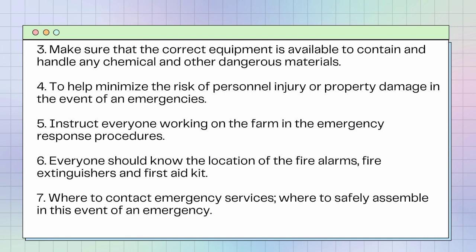6. Everyone should know the location of fire alarms, fire extinguishers, and first aid kit. Number 7. Where to contact emergency services. Where to safely assemble in the event of an emergency.